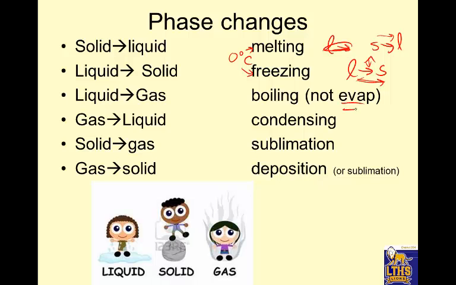Okay, boiling is not evaporation. Boiling and condensing, for water, it's 100 degrees Celsius. So what's the difference? One, a liquid's turning to a gas. The other one is a gas turning into a liquid. But it's still at the same temperature. One, you're adding heat in. One, you're taking heat out. These are also the opposite of each other.